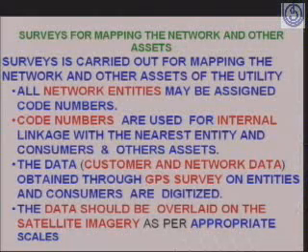Now, for doing this, as I discussed in my lecture, a survey has to be carried out for mapping the network and other assets of the utility. All network entities have to be assigned code numbers. Code numbers are used for internal linkages with the nearest entity and the consumer with other assets. The consumer and network data obtained through the GPS survey on the entities and consumers are digitized. The data should be overlaid on satellite imagery at appropriate scales.